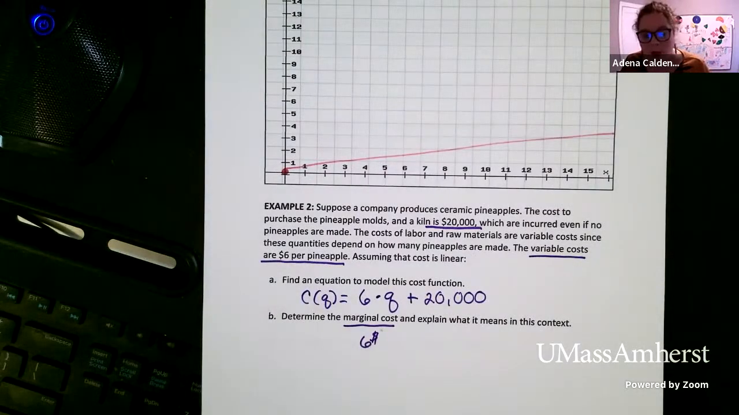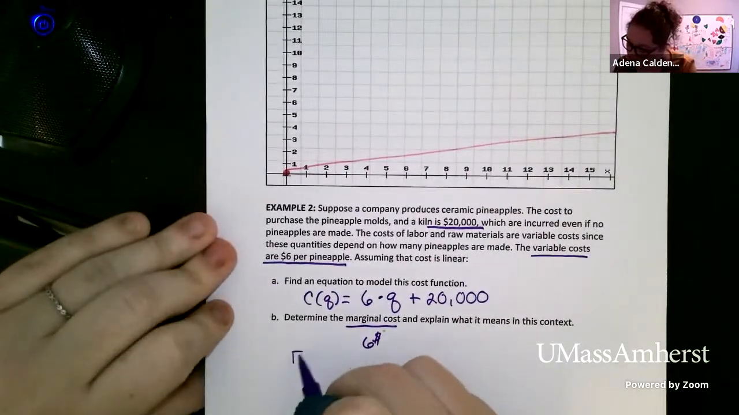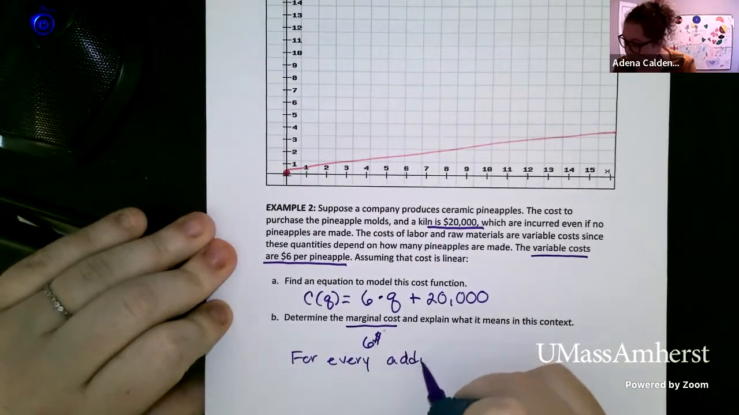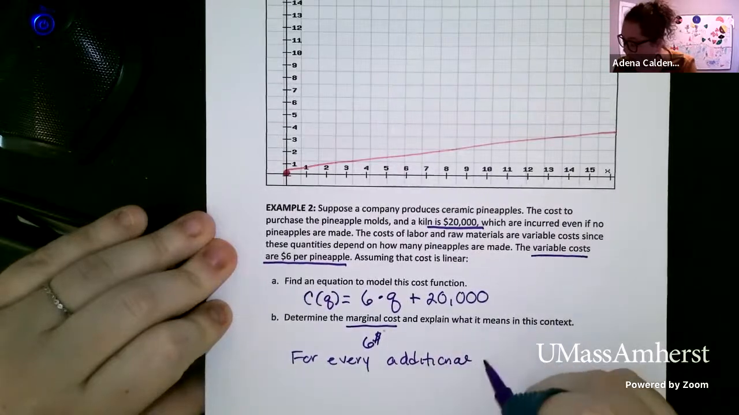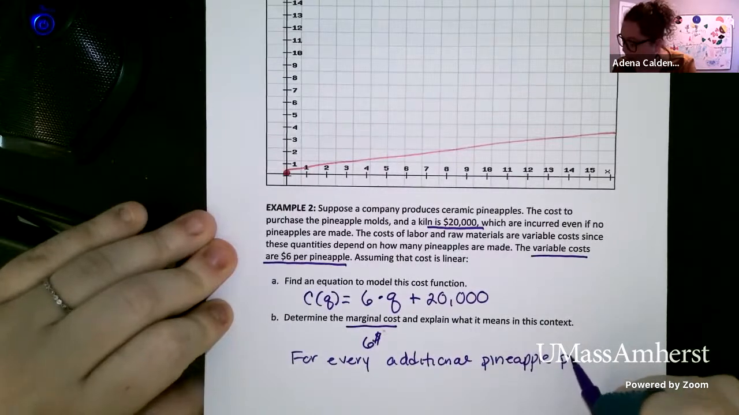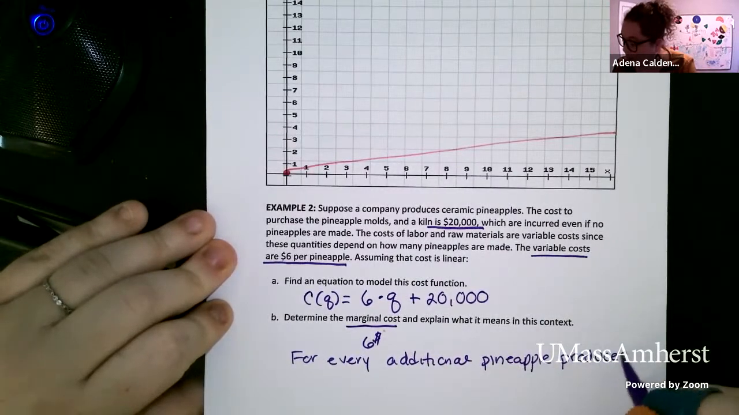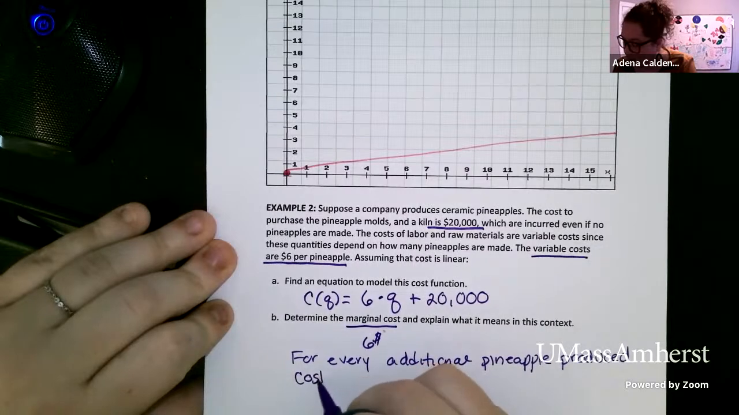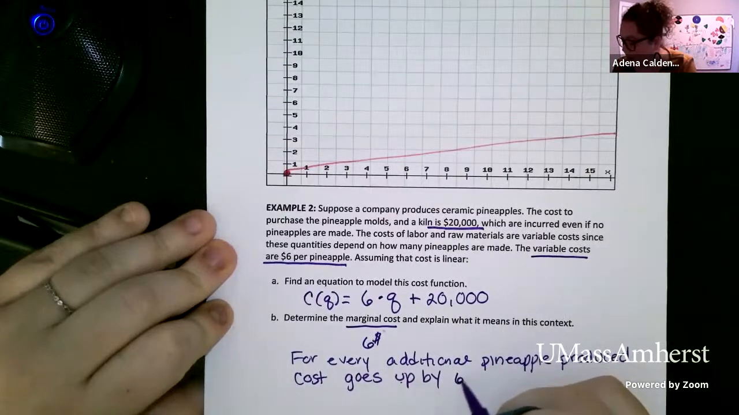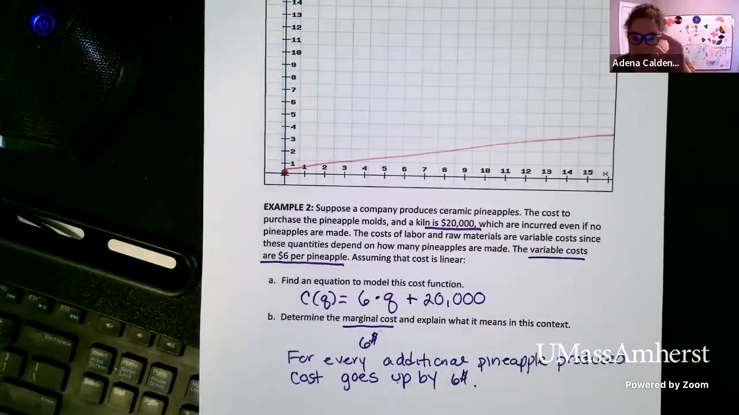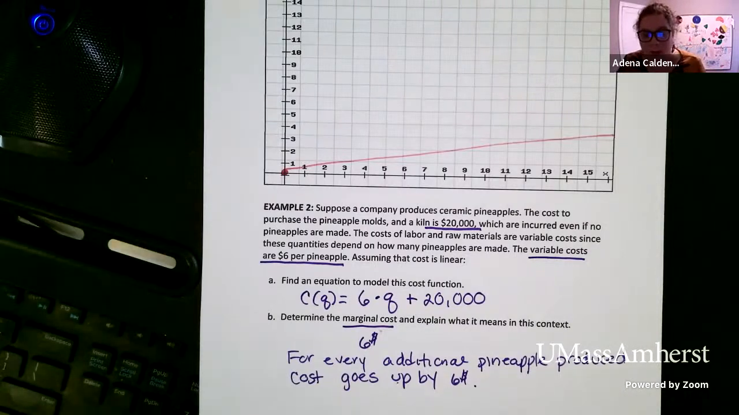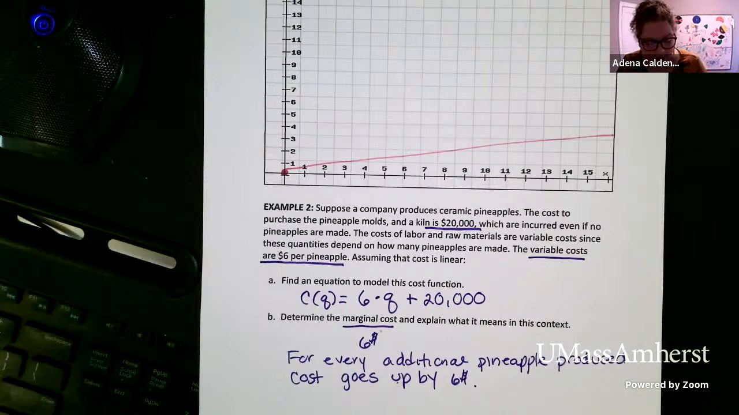And what it means in this context is that for every additional pineapple produced, cost goes up by $6. So something like this, right? So it's going to cost an extra $6 every time we make another pineapple. Okay, so that's sort of the overall punchline here.